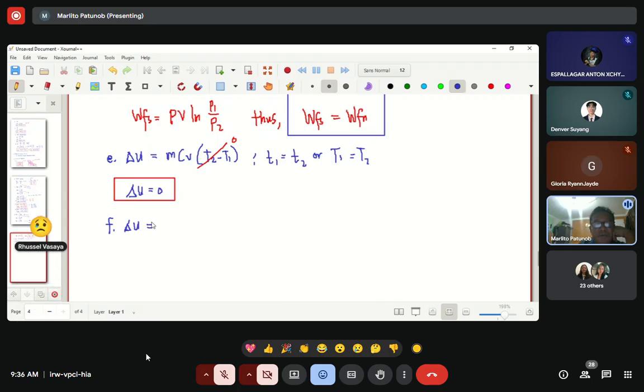And delta H, that is CP times T2 minus T1. Again, this one is 0. So that makes your delta H equal to 0.